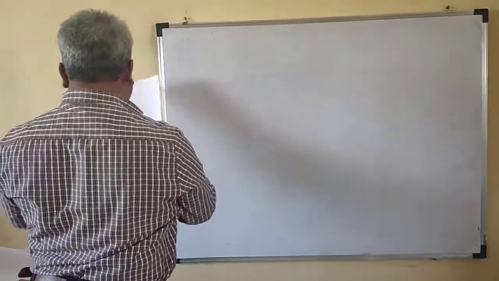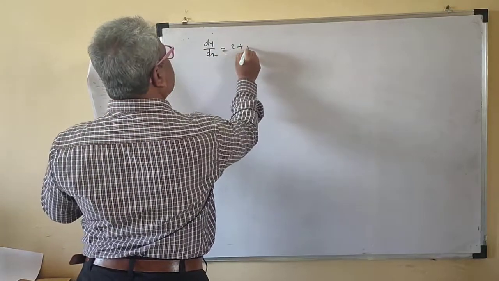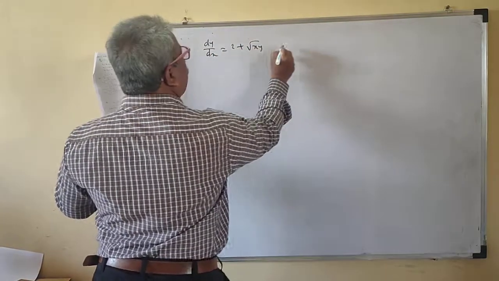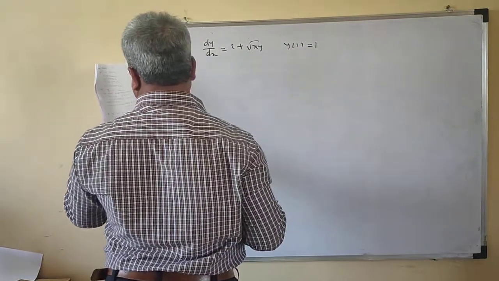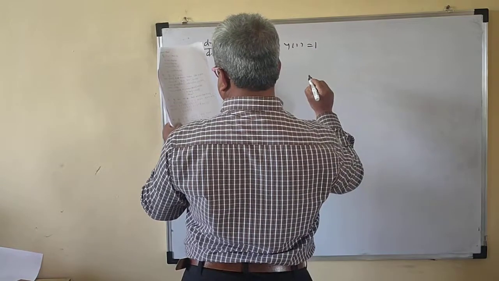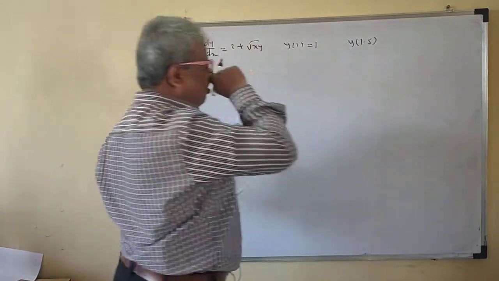We'll take one more example. dy/dx is equal to 2 plus root xy. y of 1 is equal to 1. So find y of 1.5.